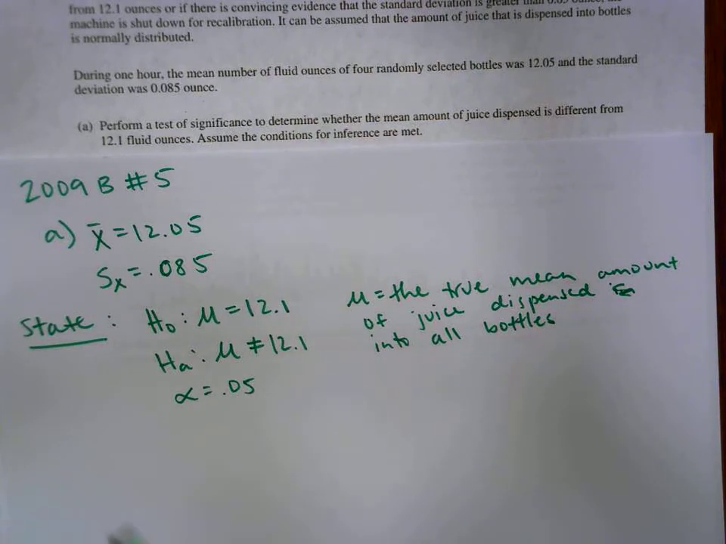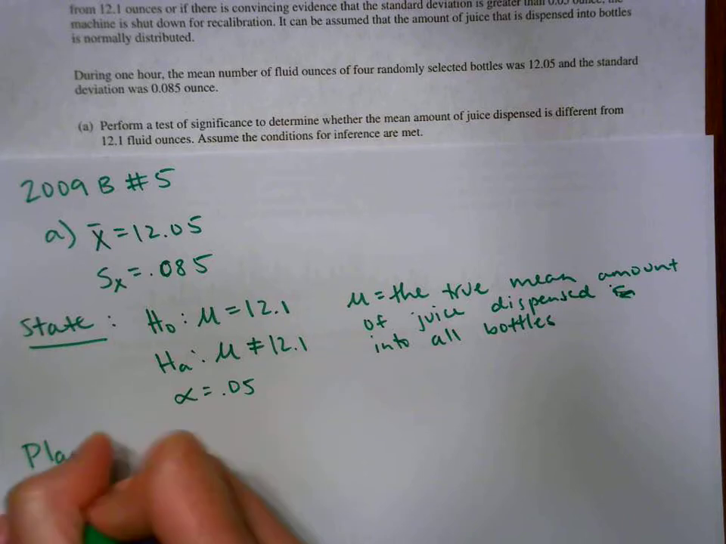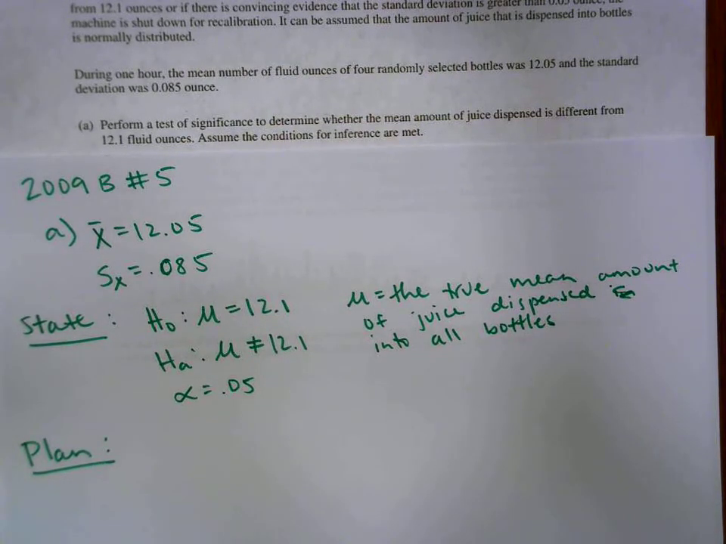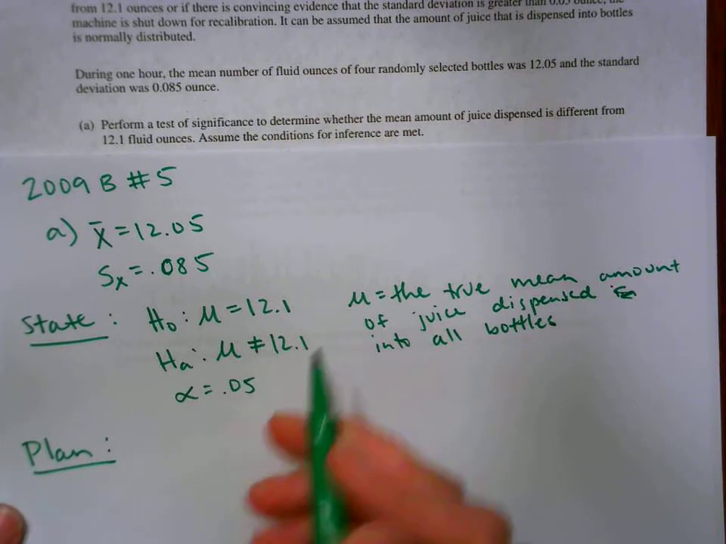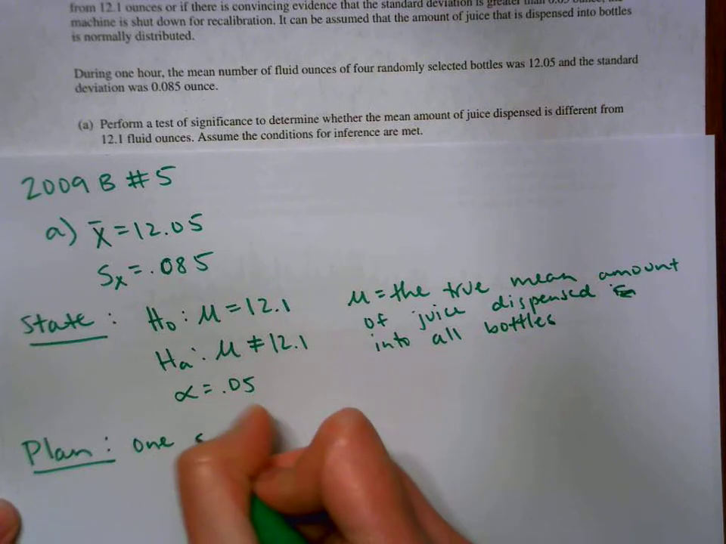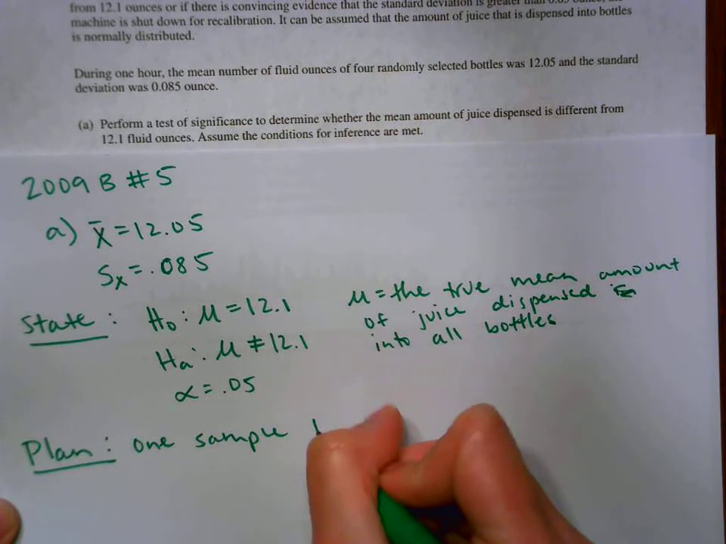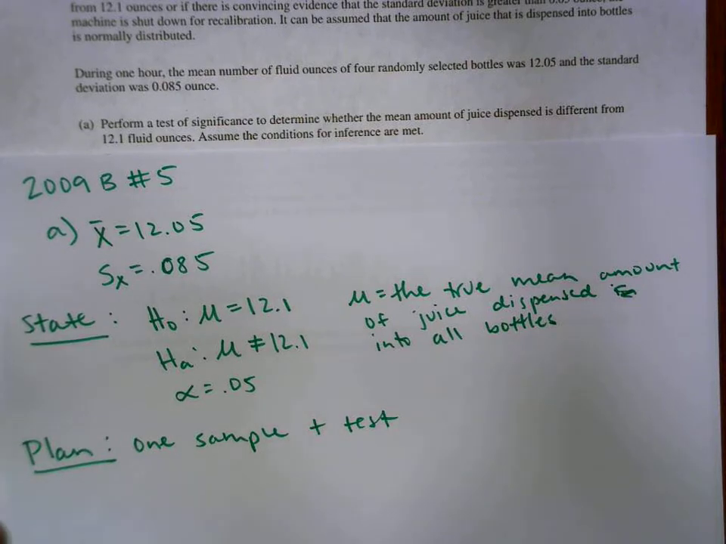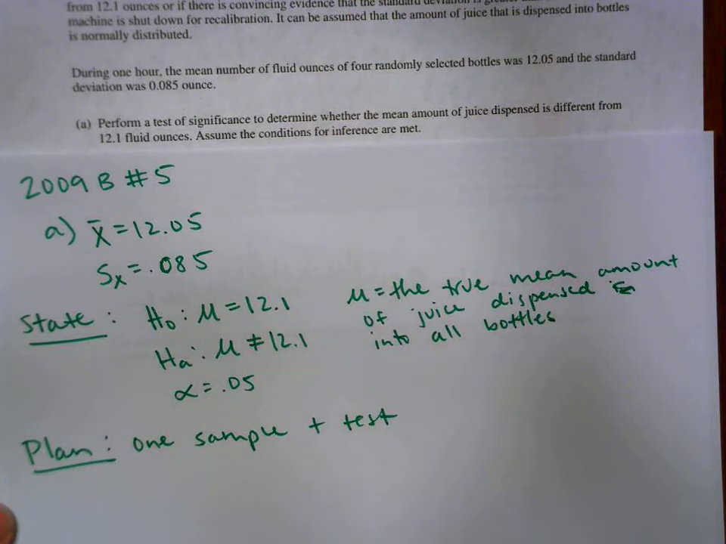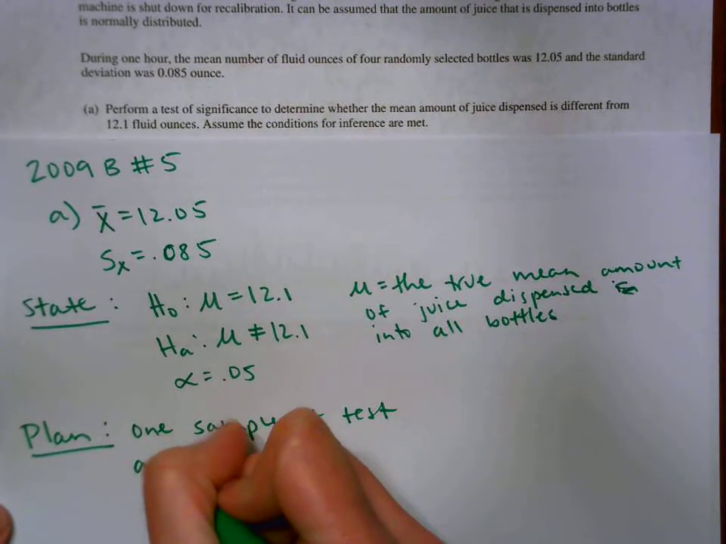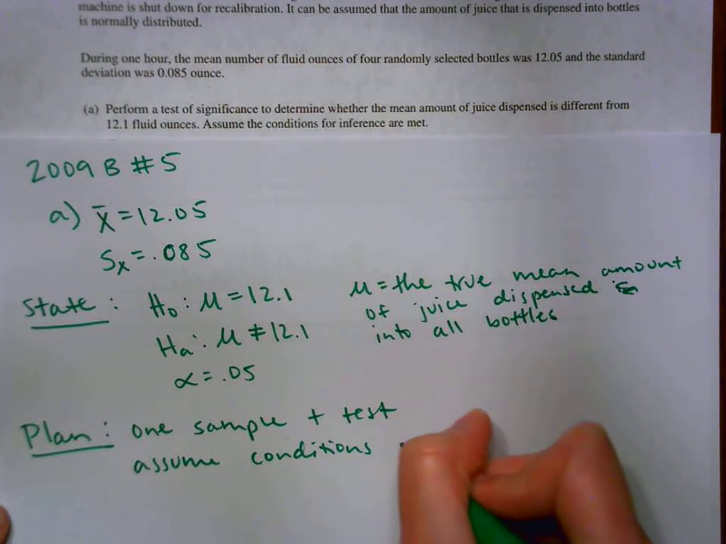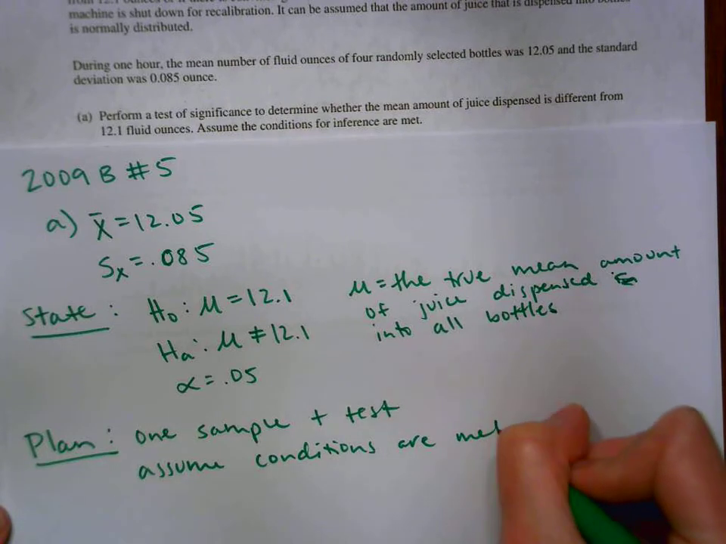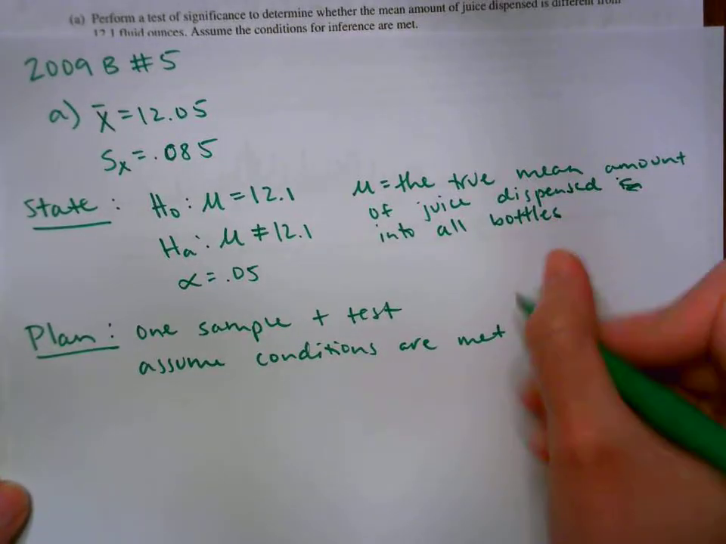So now we're ready for plan. This plan should be pretty short. First we're going to pick our method, which is just a one mean test, right? So what we call that is a one sample t-test. And then we can just say assume conditions are met, because it told us, right? So I'll just put assume conditions are met, is what we are told.